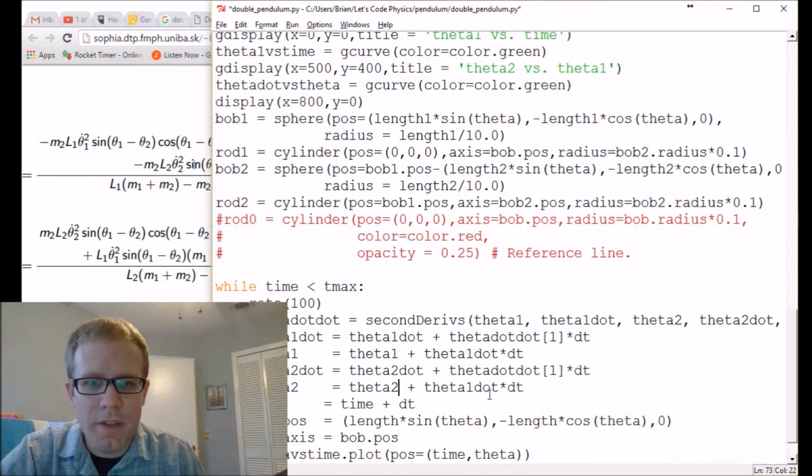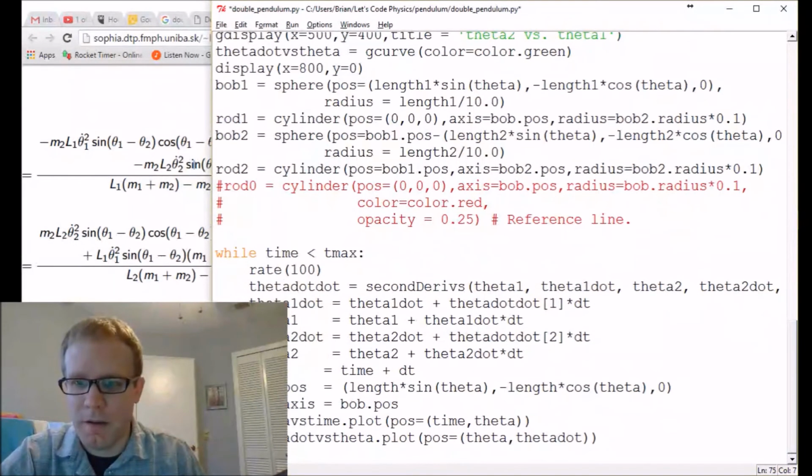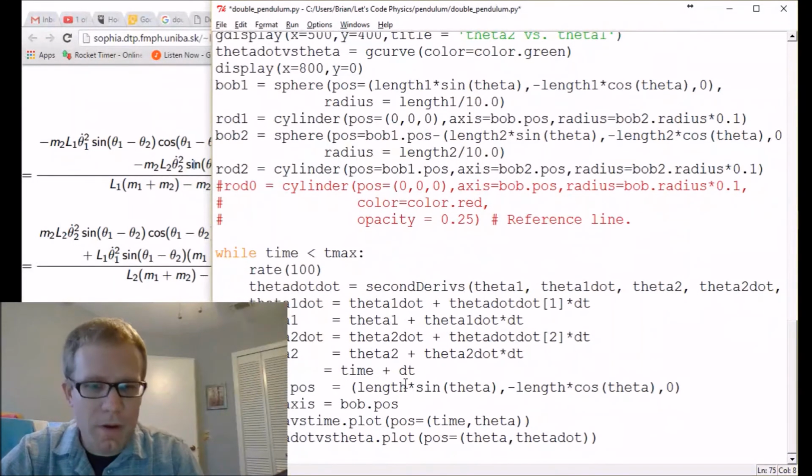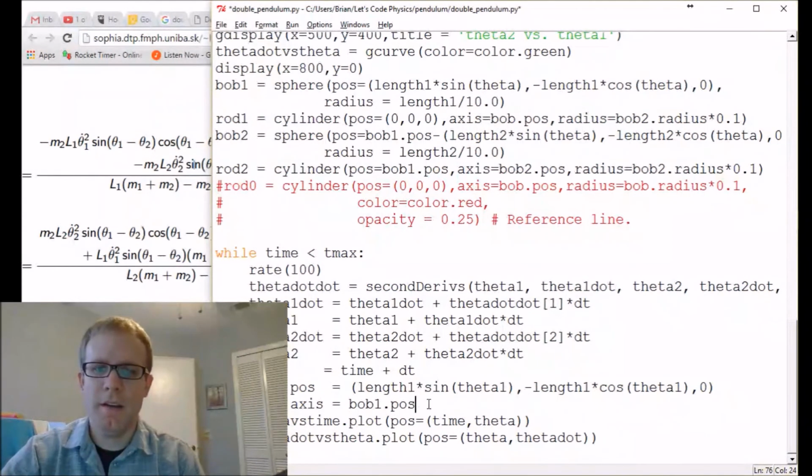Here in the Euler-Lagrangian method, all it cares about is give me a number for this rate of change, give me a number for this rate of change, and I will carry it forward. That's the nice thing about the modular programming. Length 1 sine theta 1, length 1 cosine theta 1, that one can stay the same. Rod 1 equals Bob 1 dot pos.